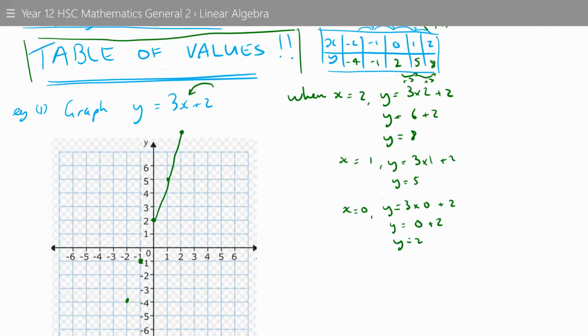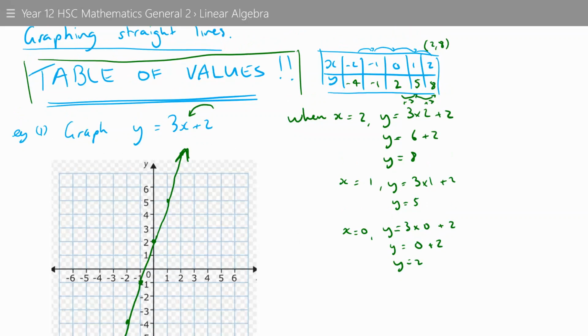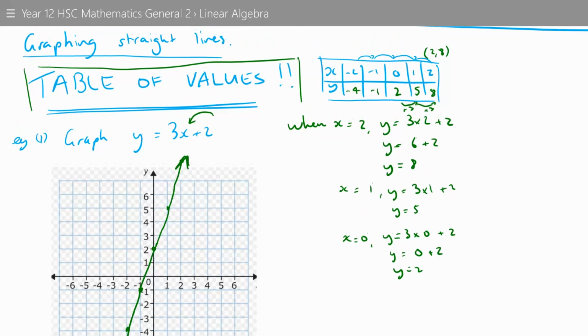Going up there, going down there, and make sure you put arrows on the end of it, because this is a line, it keeps going. Just because we've plotted those points, there's plenty more points. It goes on in both directions. So we have graphed here y equals 3x plus 2. We're done. That's it for graphing. Let's move on.